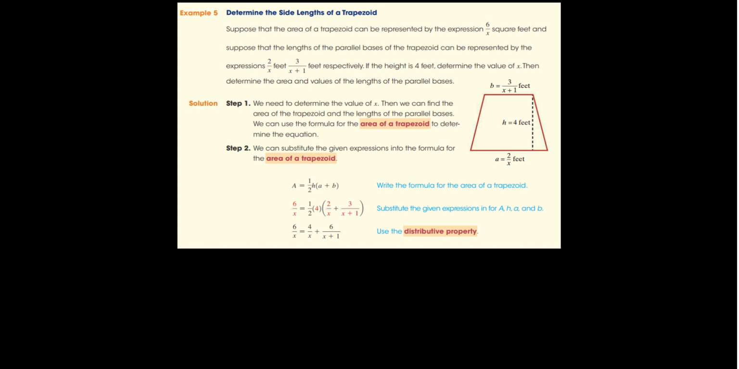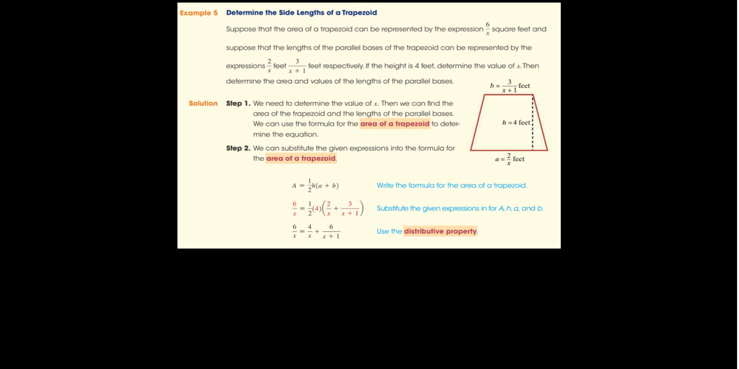Suppose that the area of a trapezoid can be represented by the expression 6 over x square feet. Okay, so that's the area. And suppose that the lengths of the parallel bases of the trapezoid can be represented by the expressions 2 over x feet and 3 over x plus 1 feet, respectively. If the height is 4 feet, determine the value of x.